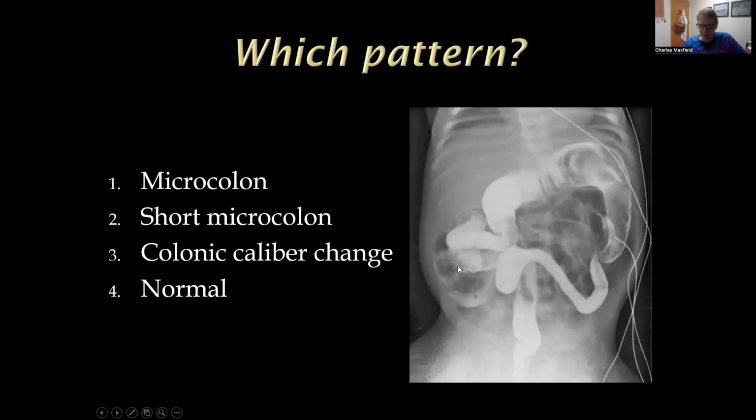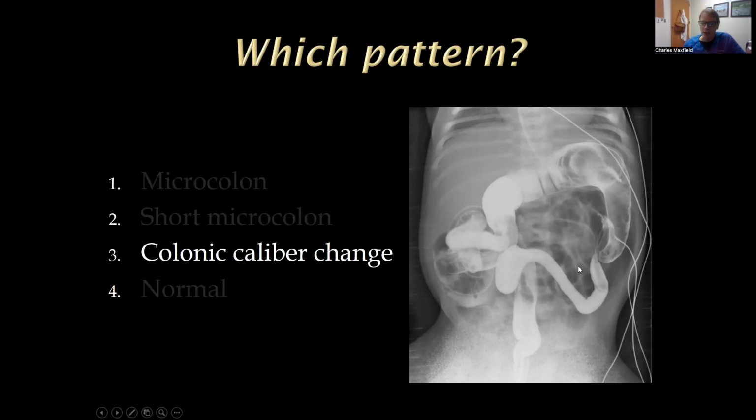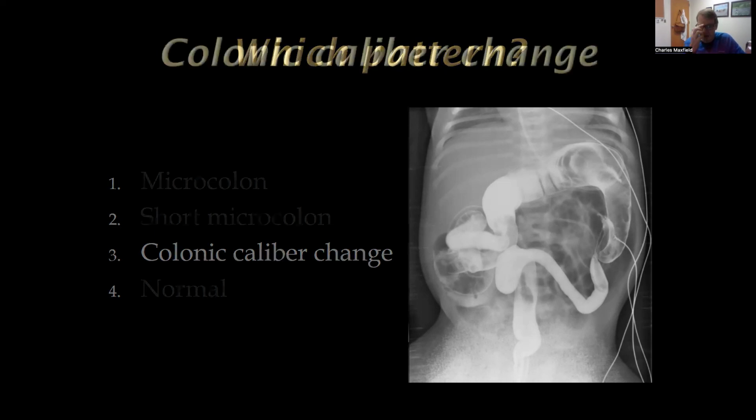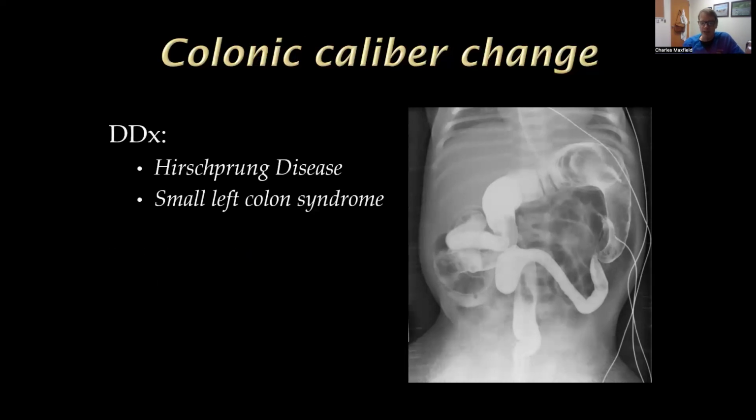Okay, here's your third pattern. And we have a fairly normal caliber of the colon to right about here. And then there's a caliber change, right, it's more dilated. Notice the transition right about here to more dilated bowel. So this is the pattern we would call a caliber change. Now, that caliber change could occur downstream here in the rectal sigmoid. It could be way upstream in the transverse colon. Here it's kind of mid-descending colon. It could be anywhere, but because it's a colonic caliber change, we would assign this pattern, and it's a differential of just two things. It's either Hirschsprung's disease or small left colon syndrome.